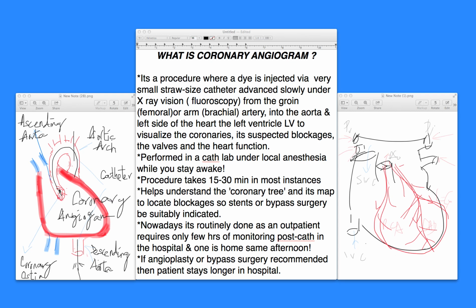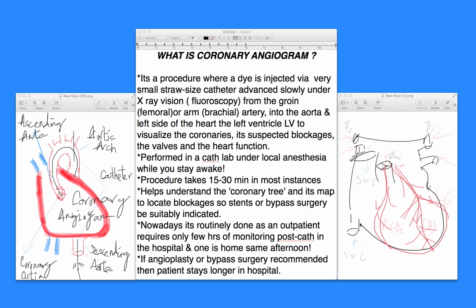engaged. The catheters are engaged one at a time, and the dye, which is the radiopaque dye, is injected and the tree lights up. I call it the coronary tree lighting up, in a way that the dye will flow through the coronaries and will reflect exactly if there is any blockage.